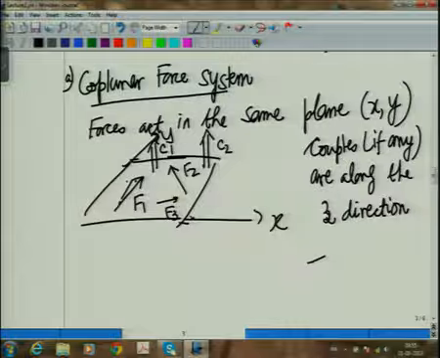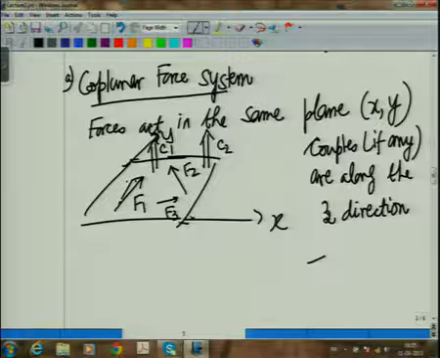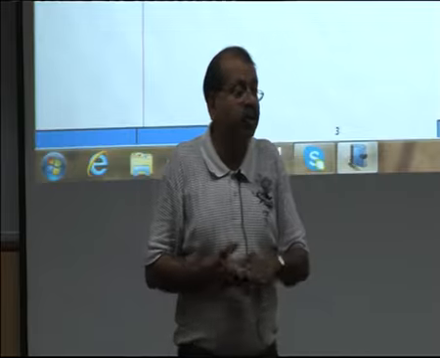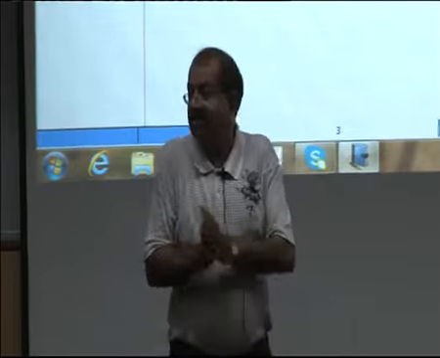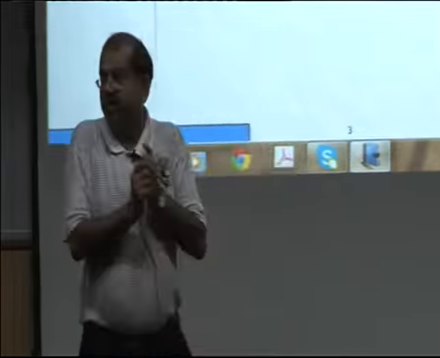Why do we call this a coplanar force system? Because these couples, if you realize, if a couple has to be in the Z direction, then the forces which are causing the couple have to be in the XY plane. So that is why we call it a coplanar force system.